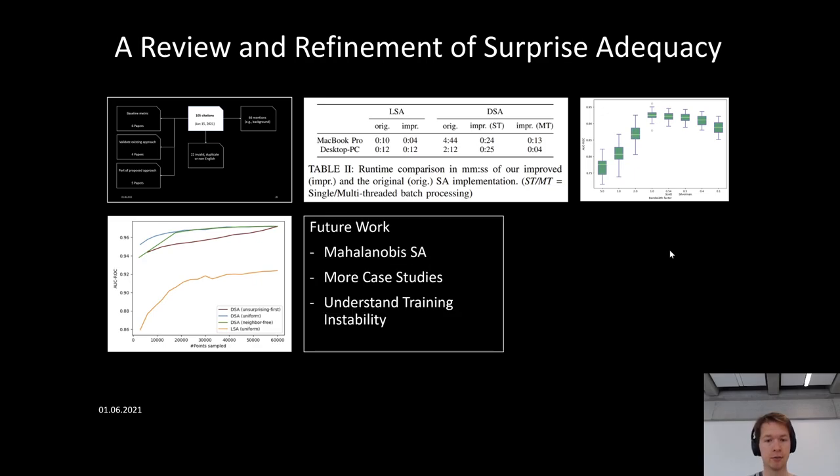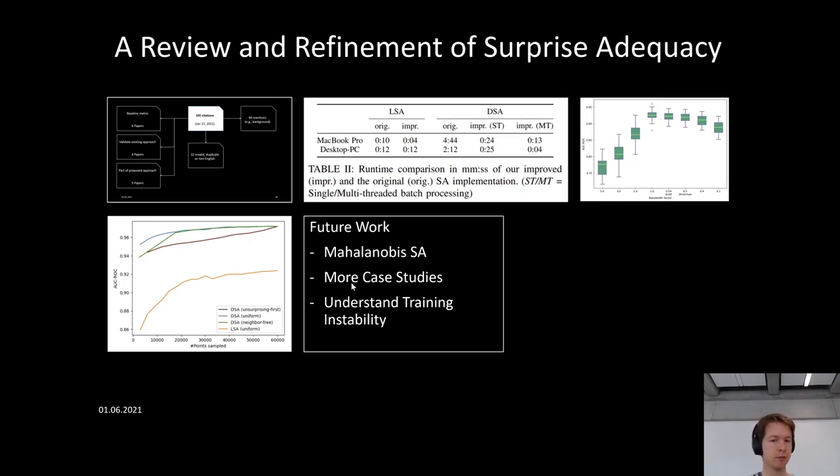This directly leads us to the future work. So LSA and DSA are not the only variants of surprise adequacy anymore. By now, there's Mahalanobis-based surprise adequacy, yet another variant, which also targets the slow runtime, right? So it's much faster. We want to see how well this compares, in particular, to our sampling-based approaches.